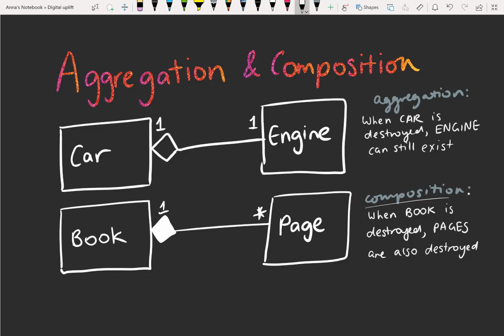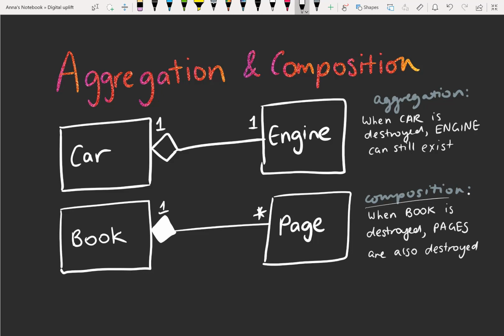The main difference is that composition implies that the contained class cannot exist independently of the container. So think of a page. It can't exist without a book, since the book is composed of pages. If the container is destroyed, the child is also destroyed. While with an aggregation, the child can exist independently of the parent. So think of a car and an engine. The engine doesn't need to be destroyed when the car is destroyed.